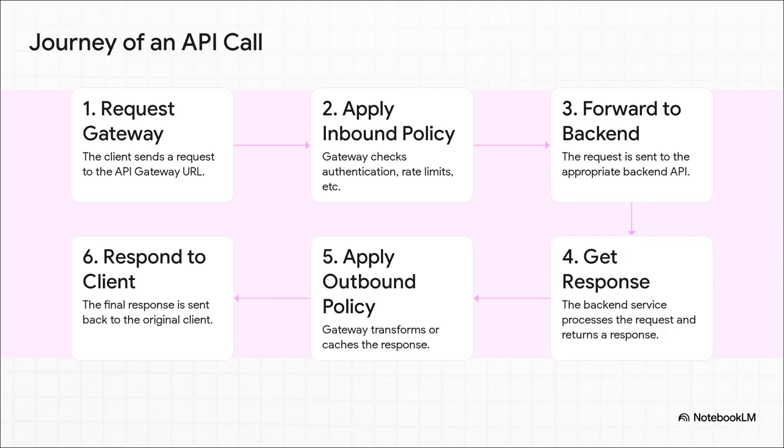Then, step 3, it forwards that request to the correct backend. The backend does its thing, sends a response back to the gateway. And that brings us to steps 4 and 5. Now the gateway applies outbound policies. Maybe it transforms the data or caches the result. And finally, step 6, that polished final response goes back to the original client. You see, this interception, this ability to act in the middle, that is the key to everything.